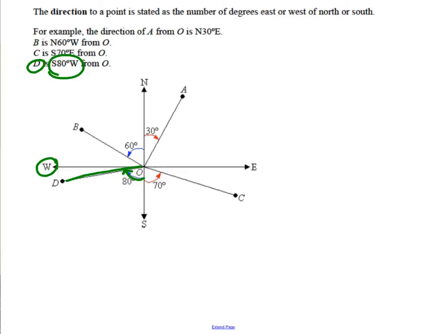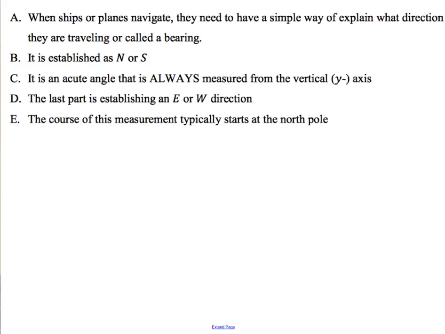Now, why do we use these directional bearings? That's heading to our next slide. Go ahead and pause if you need to. When ships or planes navigate, they need to have a simple way of explaining what direction they are traveling, called a bearing. It is established as north or south. It is an acute angle. We've talked about that from the vertical y-axis. The last part is establishing the east or west direction. The measurement typically starts at the North Pole.